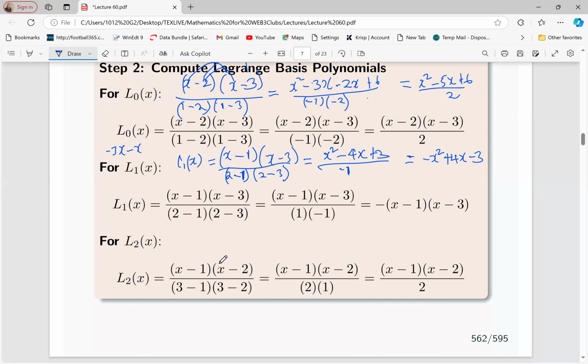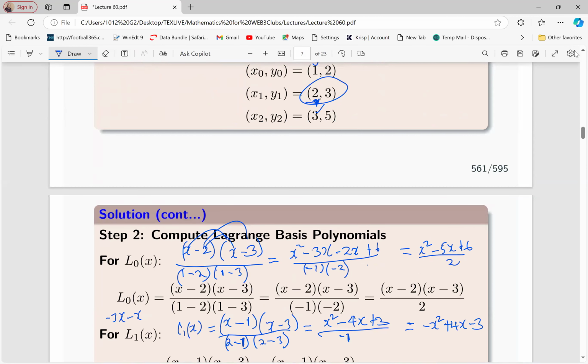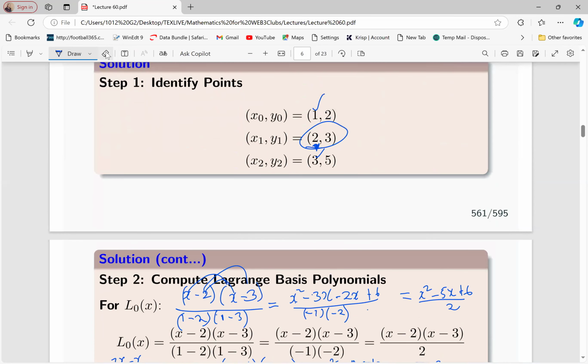Now, we come to L2 because we had only 3 points. This is our last Lagrange basis polynomial that we are doing. Let's go back and see the point we are considering. So we are considering the last point of these 3 points. We note the x values. We have 1, 2, and this other one is 3. So this is 3, and the other ones are 1 and 2. So this is the point we're considering.